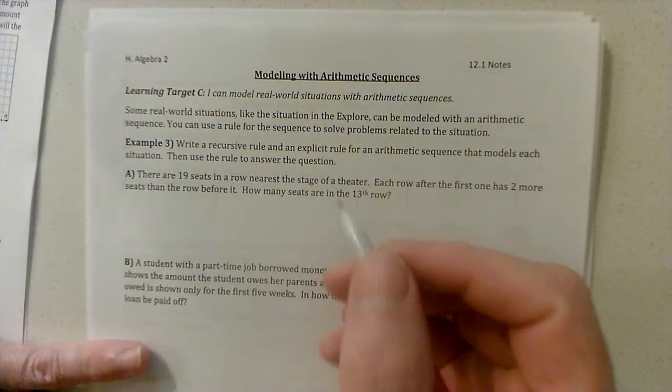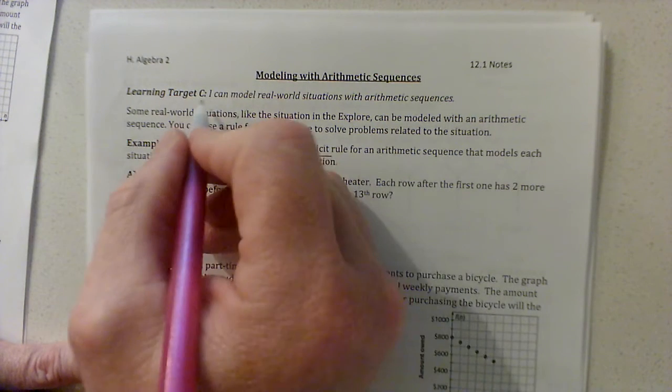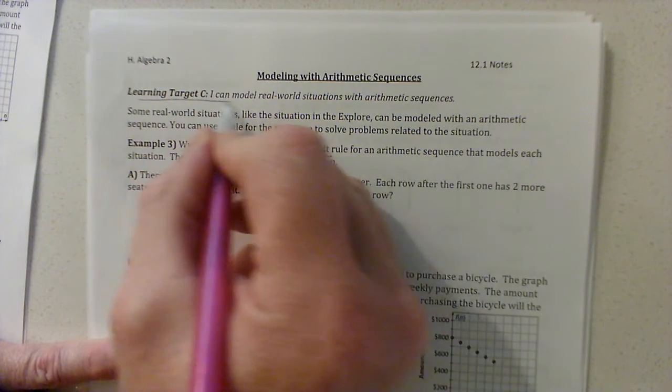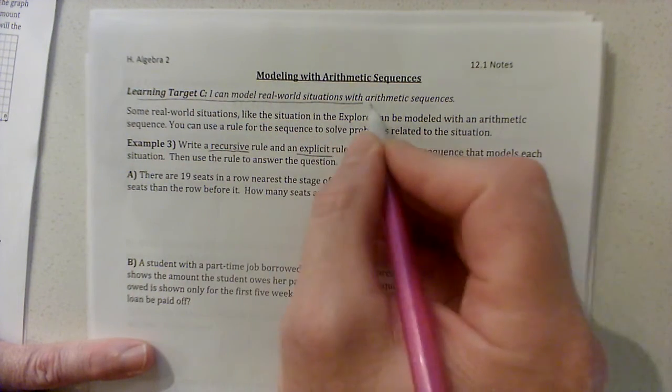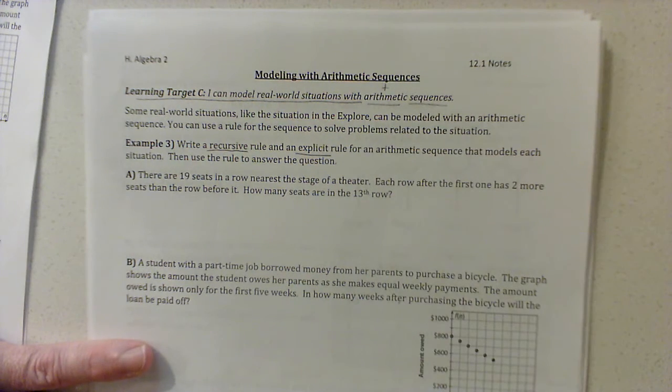Alright, now we're taking what we just did, recursive and explicit rules, and applying them to real life situations. This learning target says I can model real world situations with the arithmetic, remember that just needs the plus rule sequence. Let's get right into it.